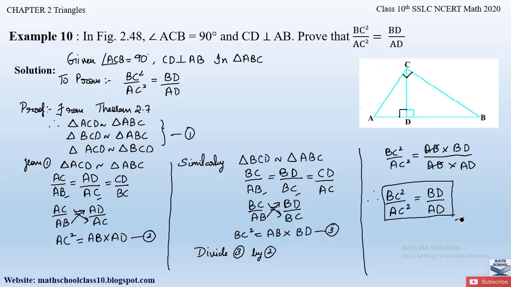So this is how we solve this problem. This is a very easy example. We have to apply theorem 2.7 and find out the similar triangles, and through these similar triangles find out the corresponding ratios and find the required equation that we have to prove. So this is how we solve this problem.